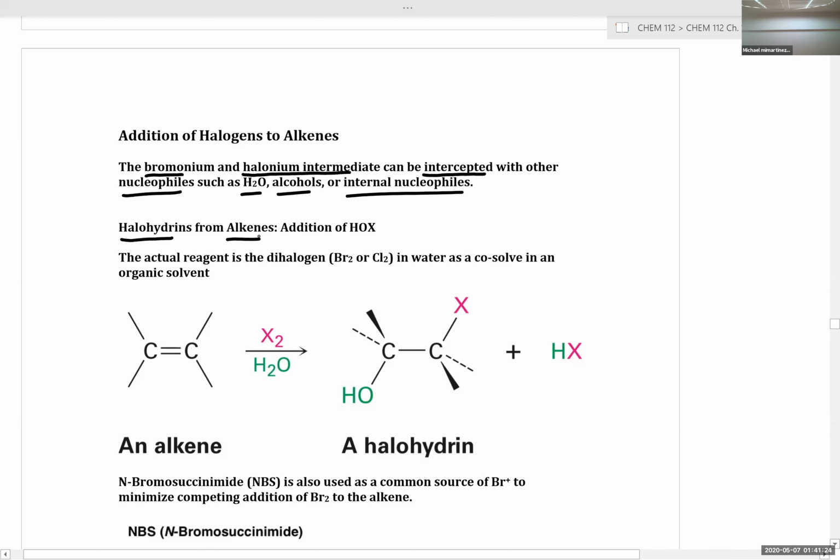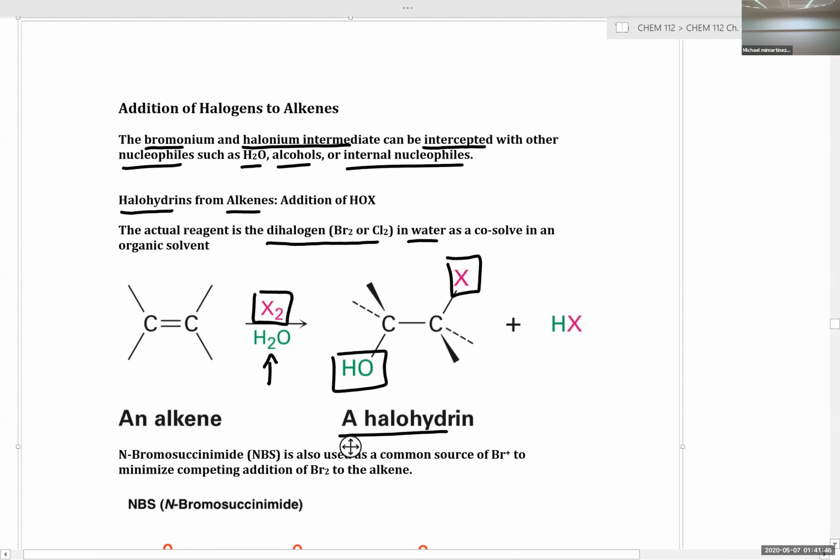So the active reagent is our dihalogen in water as a co-solvent. So we take our alkene, and if we add our halogen in the presence of water, we end up with addition of water and our halogen. We call this a halohydrin.